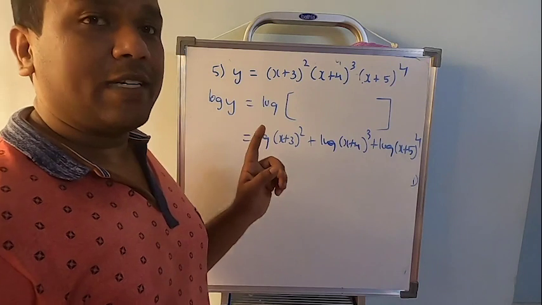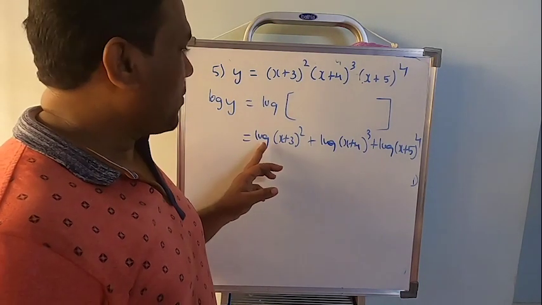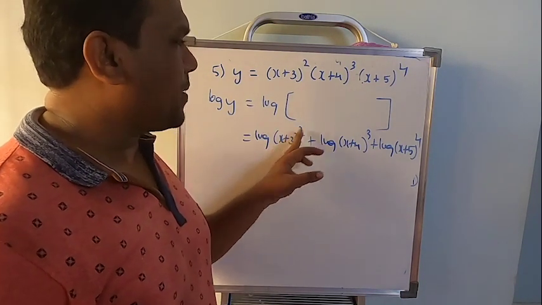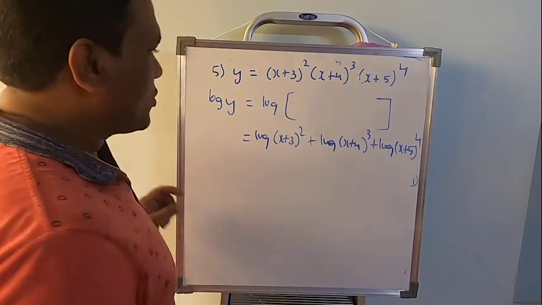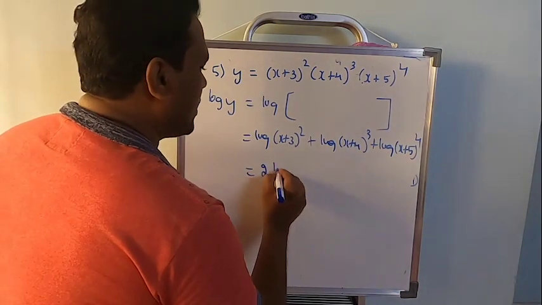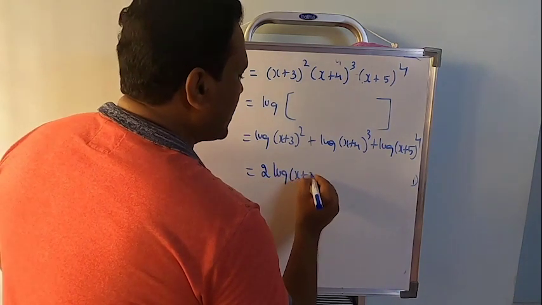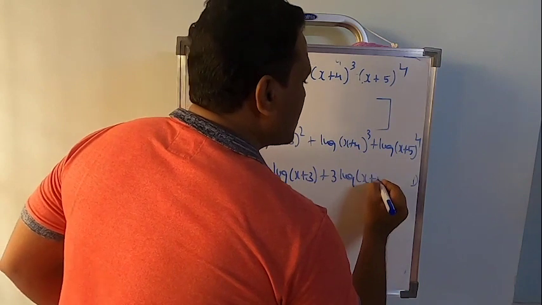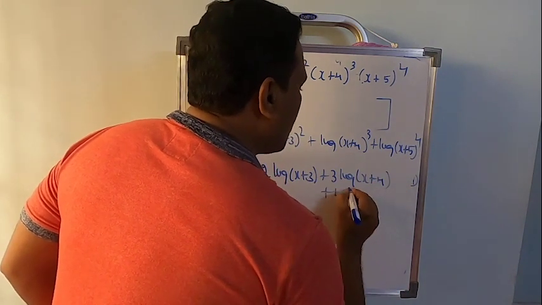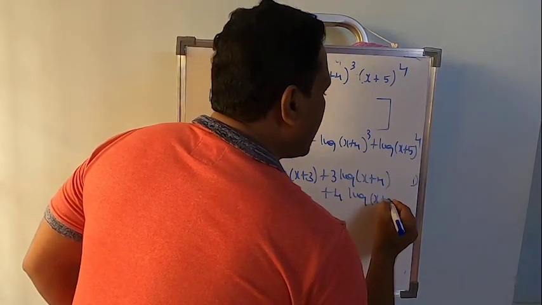And now see, first thing is you apply the formula of log of xy. Now apply the formula of log of x to the power y. That formula should be applied. So this will become 2 multiplied by log of x plus 3 plus 3 multiplied by log of x plus 4 plus 4 multiplied by log of x plus 5.